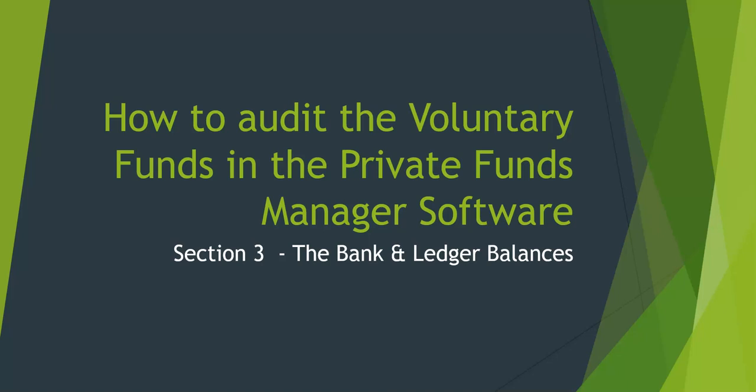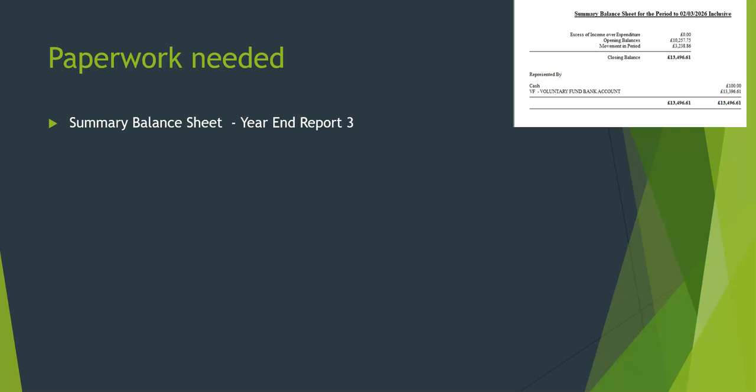So in this section we're looking at balances, making sure the system balances in different ways. The paperwork I need you to lay your hands on are, first of all, the summary balance sheet report. You can see it up in the top right hand corner. It's year-end report number 3.